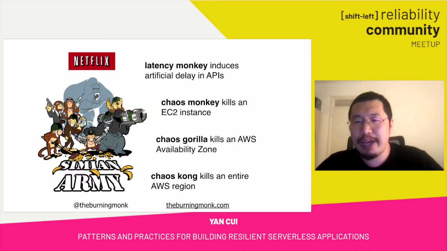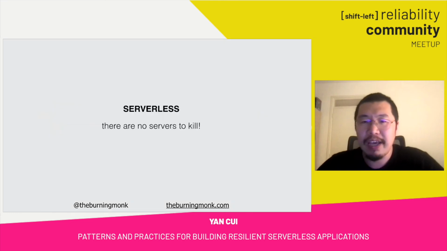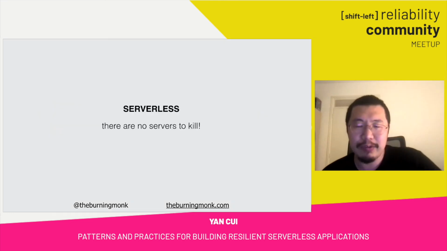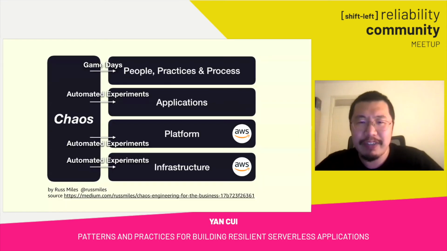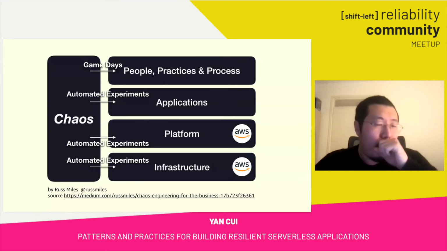And in terms of tooling, you probably heard about things like the Netflix Simian Army, where you got a bunch of different tools for killing servers or injecting latency or killing an entire availability zone or region. But these tools are useful when it comes to testing infrastructure. But when it comes to serverless, we don't have access to the server that's running our code, so we just don't have any servers that we can kill.